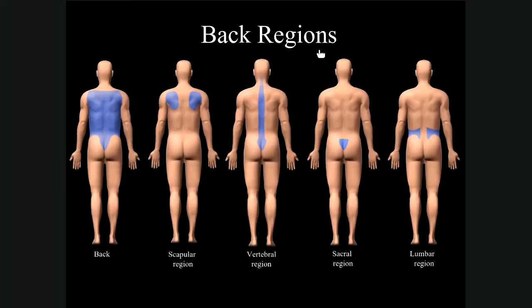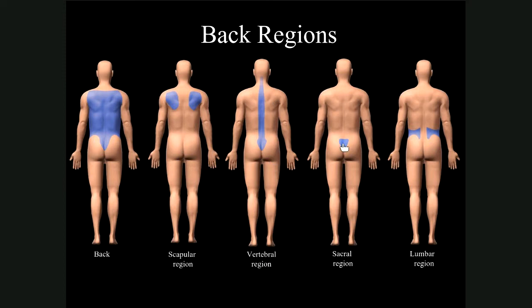Here's your back or posterior regions. So back, thoracic. What's highlighted here on the back region or the posterior thoracic region will be your scapular region. You also have a bone called the scapula there. Medial to the scapular region will be your vertebral region. That's where your vertebrae are going to be. That's going to surround and protect your spinal cord.